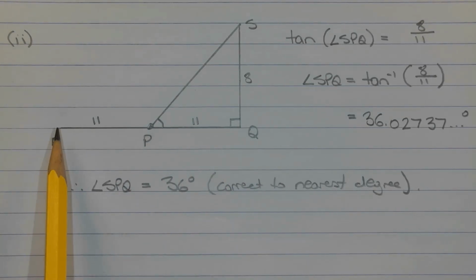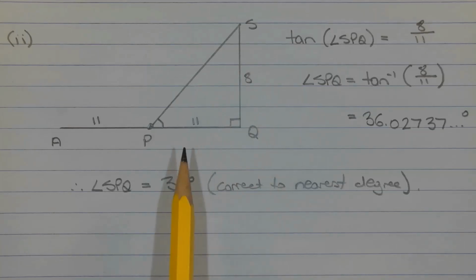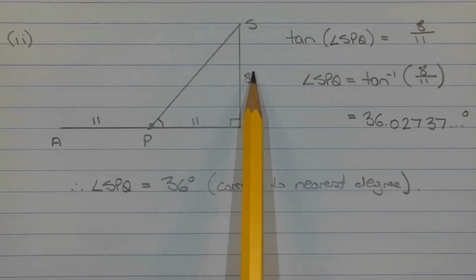Now it's given that AQ is 22 meters and point P is the midpoint of AQ. So it's easy enough to find the length of PQ, which will be half of AQ, half of 22, which is 11. So we have the opposite side and the adjacent side, that's 8 and 11.